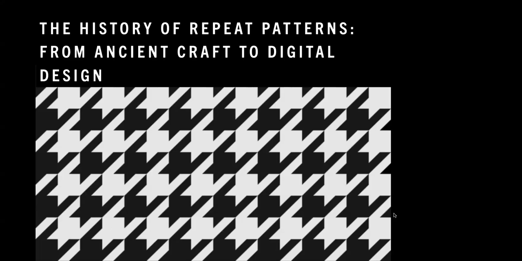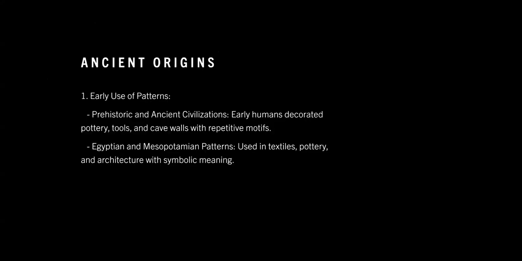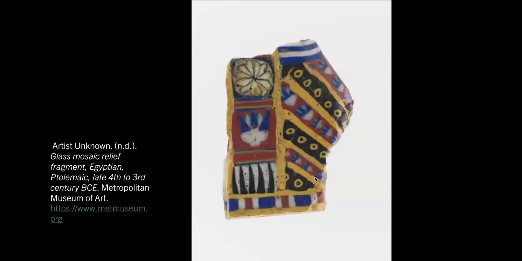FCA 454, week 8. The history of repeat patterns. So, today we're going to talk about the history and use of repeat patterns. From the earliest dawn of civilization, people have decorated pottery, tools, and cave walls with repetitive motifs. Egyptian and Mesopotamian patterns were used in textiles, pottery, and architecture, and they often carried symbolic meaning.